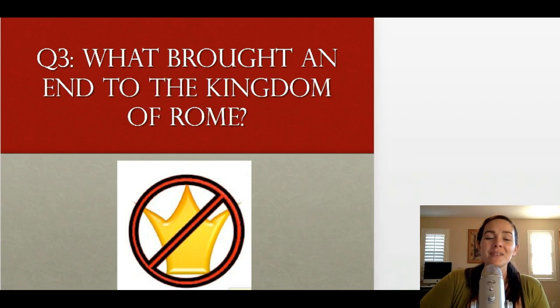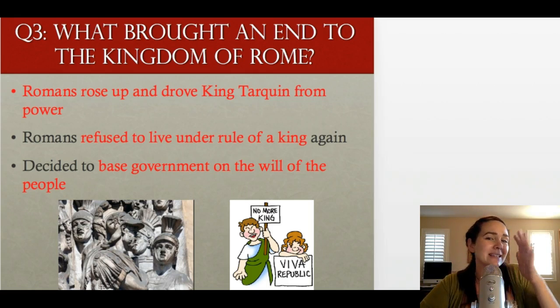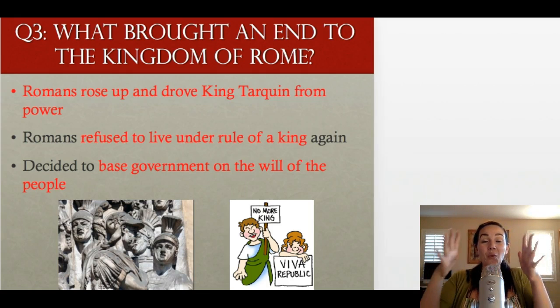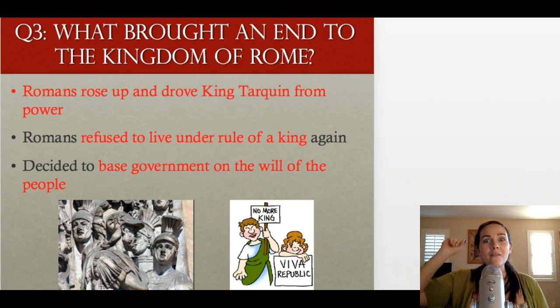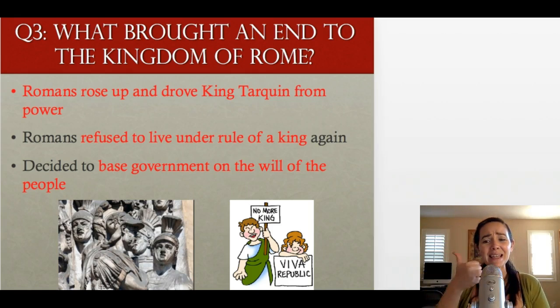All right. So what brings about the end of the kingdom system in Rome? Well, Tarquin the Proud, more or less. They don't want any more kings like that. The people of Rome are getting tired of being treated really poorly by the king. So they get together, they rise up, and they revolt against King Tarquin the Proud. They say, "Down with King Tarquin." And they kick him out. "You are fired. Do not pass go," right?